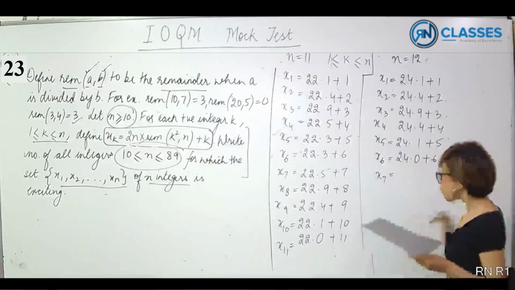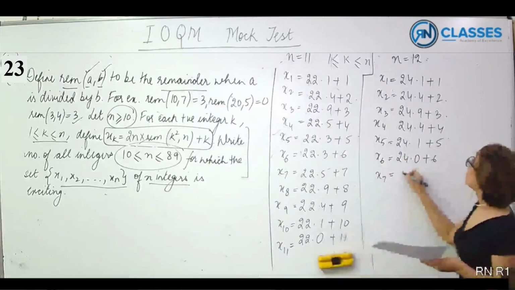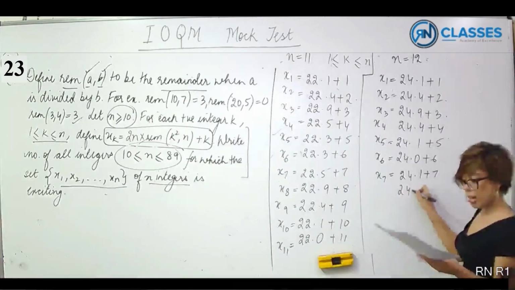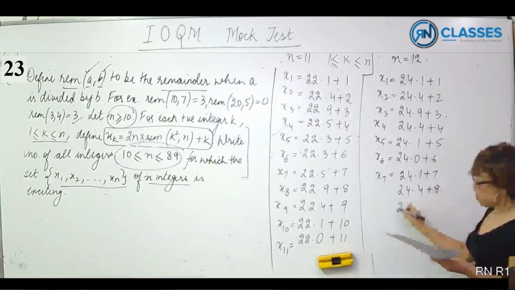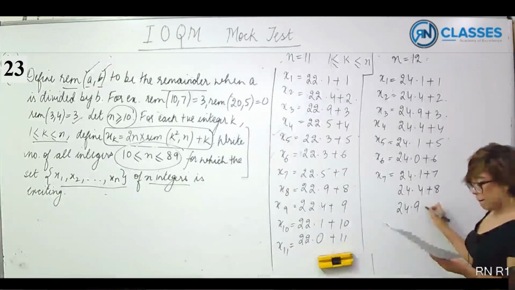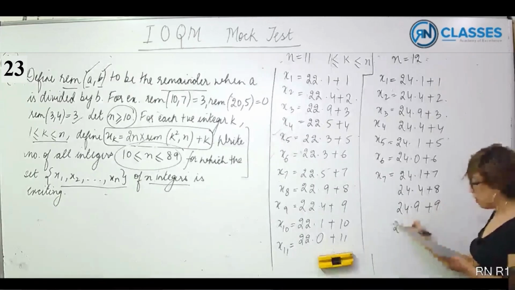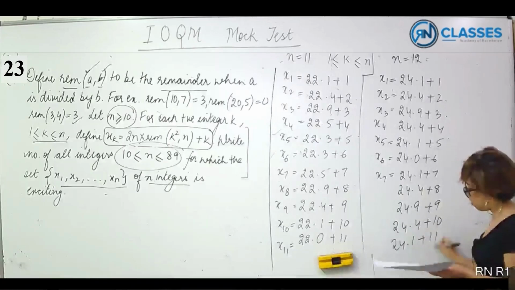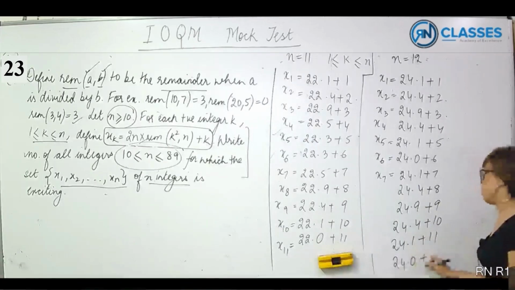Right, x7. Now it will be 24 into 1 plus 7. Then 24 into 4 plus 8. Then 24 into 9 plus 9. 24 into 4 plus 10. Then 24 into 1 plus 11. Then last 24 into 0 plus 12.